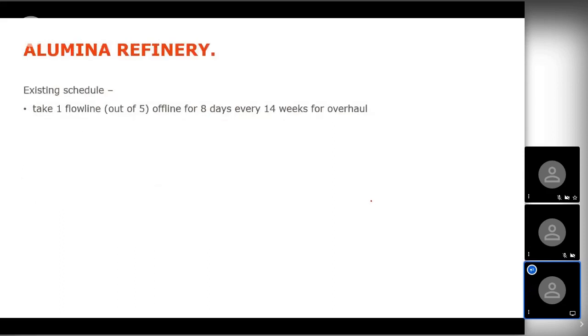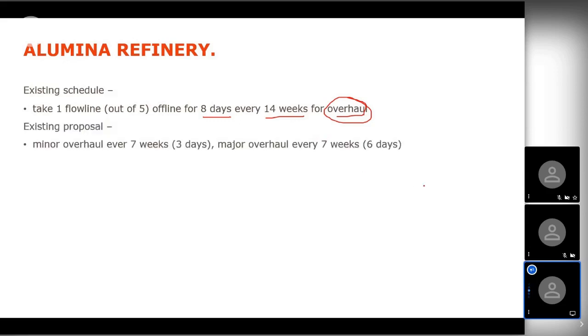What about a refinery? So when I moved into a new role in an aluminium refinery, Alumina, they had 5 production lines, and their plan was to take one flow line out every 14 weeks for 8 days. Overhaul it. When I got there, the idea from somebody was, right, let's try to change that so that it's more reliable, exactly the same thinking as the airlines. We're going to do more overhauls. We're going to go for a small one in 7 weeks and a big one in 7 weeks. We're going to double the frequency of overhauls we do.